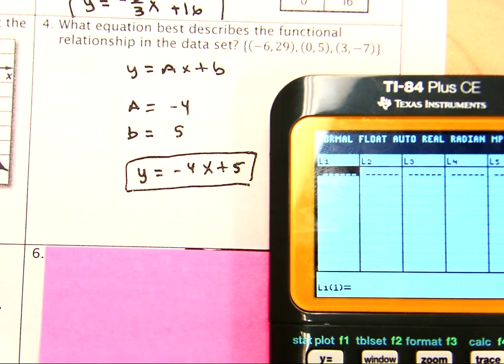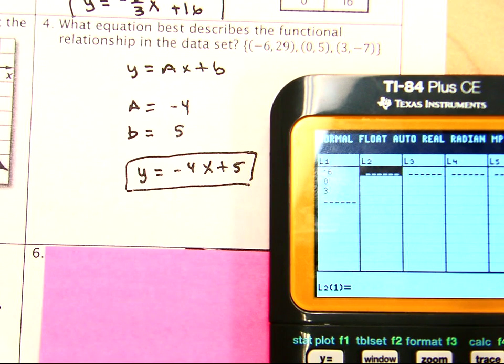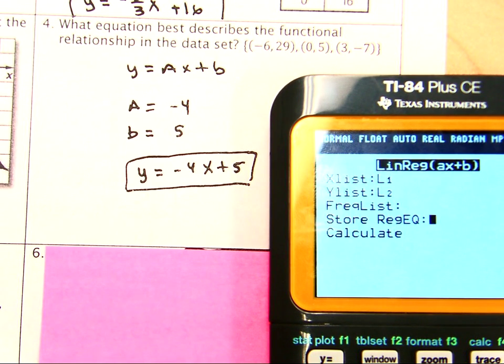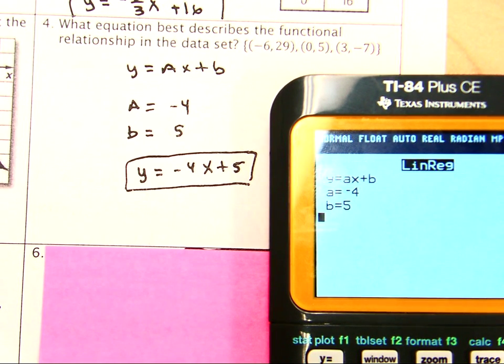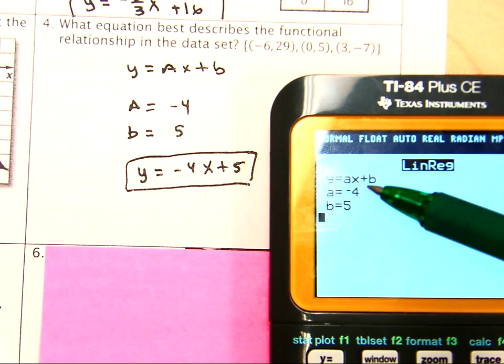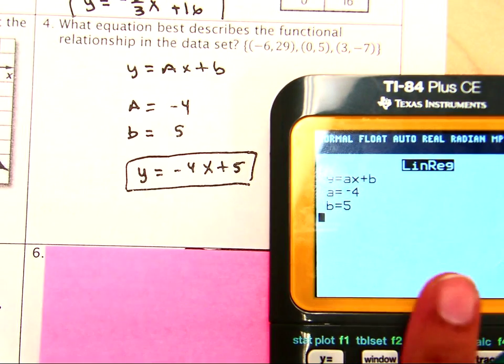So I would type in -6, 0, and 3. Remember, L1 is where all the x's go. And in L2, I would type 29, 5, and -7. Stat over 4. Enter 5 times. There's the equation, y equals ax plus b. We're plugging those numbers, and that's where that equation came from.